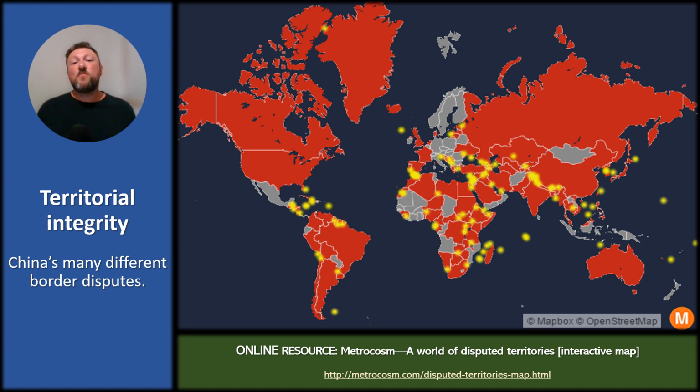Now, how might we help students examine China's many different border disputes with its neighbours? What I've shown here is an interactive map from Metrocosm, which allows students to do exactly this, showing where each border dispute manifests along the Chinese frontier and with whom.